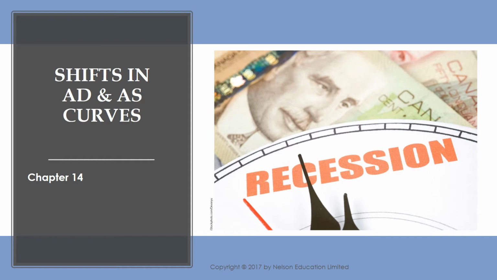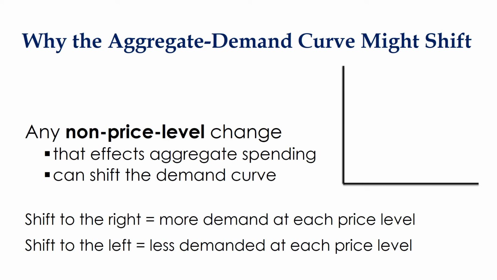All right, so now with that we have a solid understanding of what aggregate demand is. Let's dive in a little deeper and see what makes the aggregate demand curve and the aggregate supply curve shift. What factors can shift the AD and the AS curves? All right, so what does an aggregate demand curve look like?